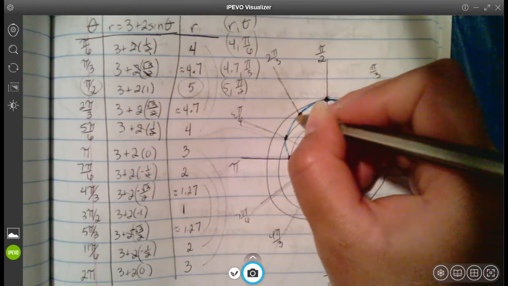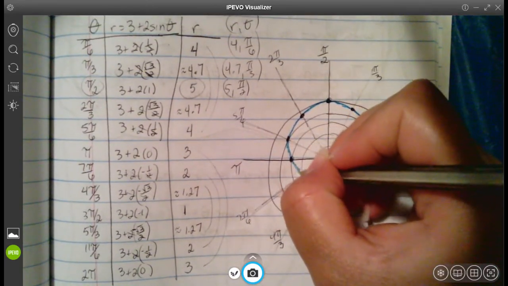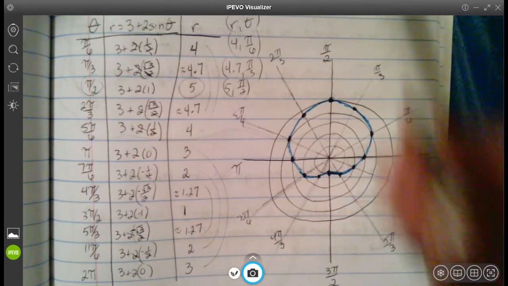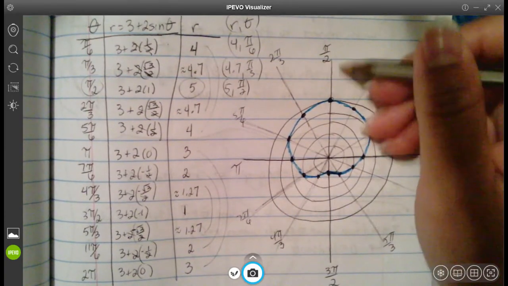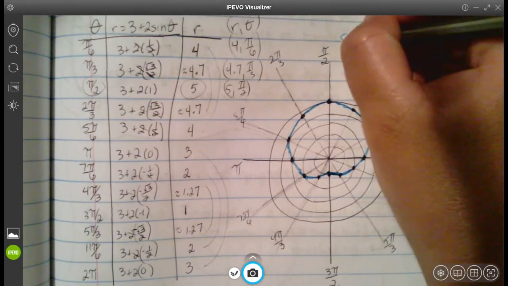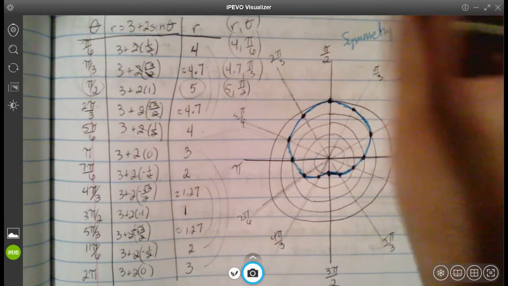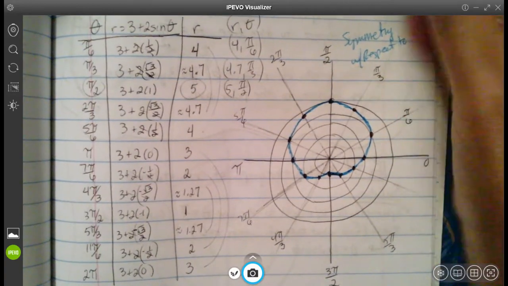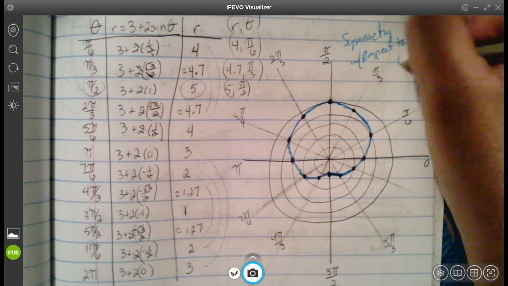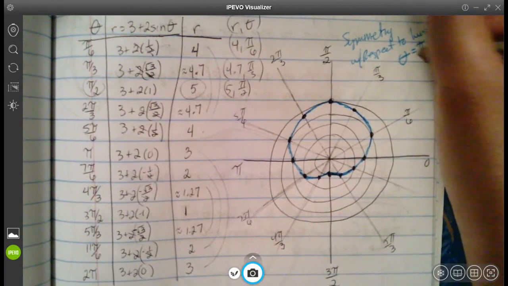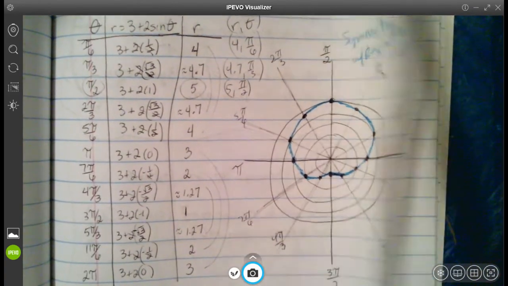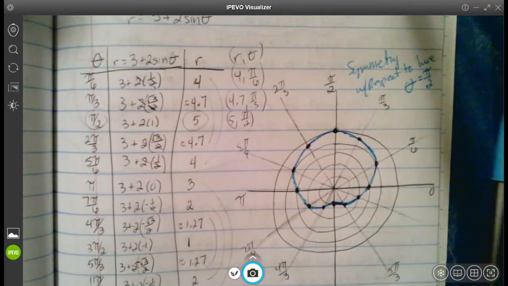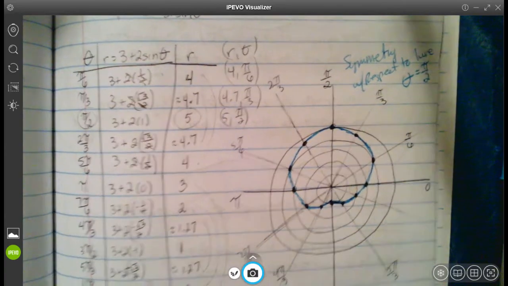It's actually called a limaçon, or limacon, I'm not sure how to pronounce it, but I'll show you the pronunciation right now. But you can see here that we do have that symmetry over the line pi over 2. So I would definitely make a note here and say that there is symmetry with respect to the line theta equals pi halves, because if you were to fold this like that, it would land on itself. But yeah, there is the graph. And let me go ahead and show you the bottom.